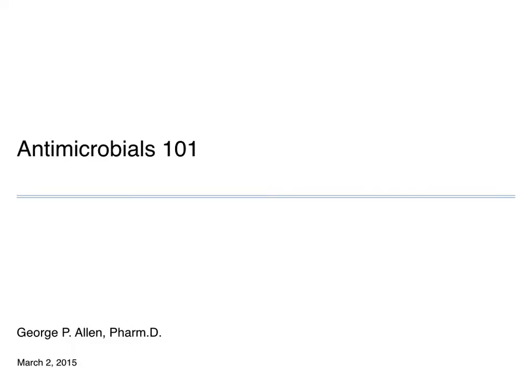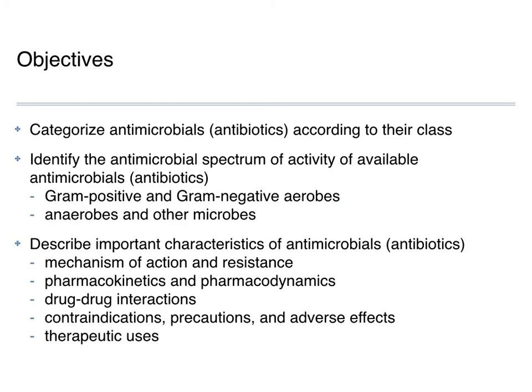So again, same objectives. Definitely know your spectrum of activity. I think when it comes to that, you might be a little bit overwhelmed as far as what covers what. One good tip is to know the trends of things and know the exceptions. For instance, know that the drugs that cover Enterobacteriaceae cover E. coli, Klebsiella, etc. So just think of that as a big family of bacteria.